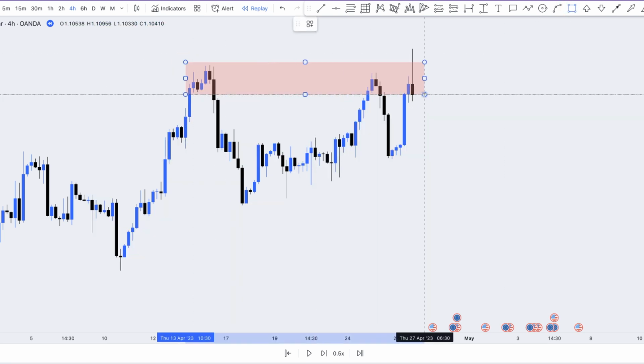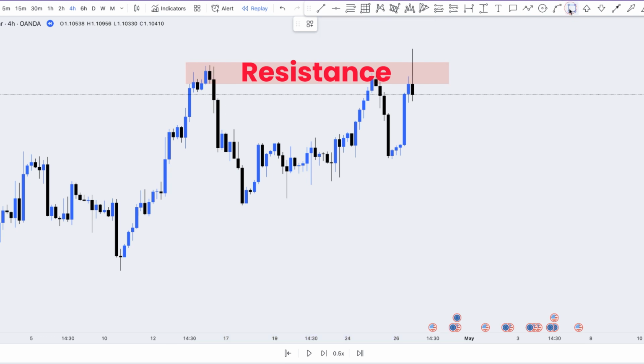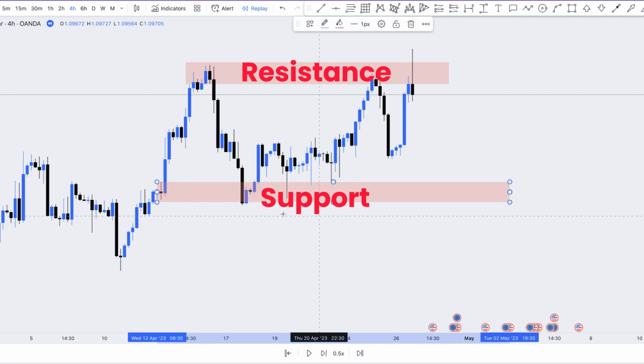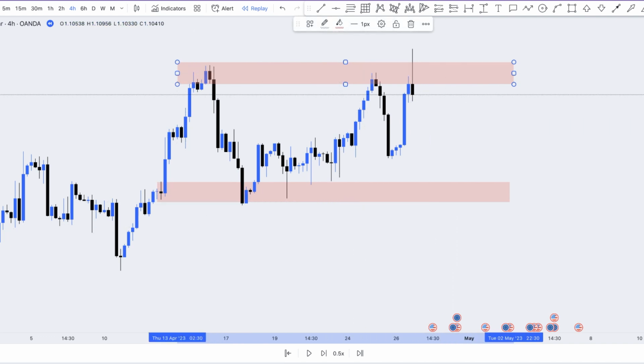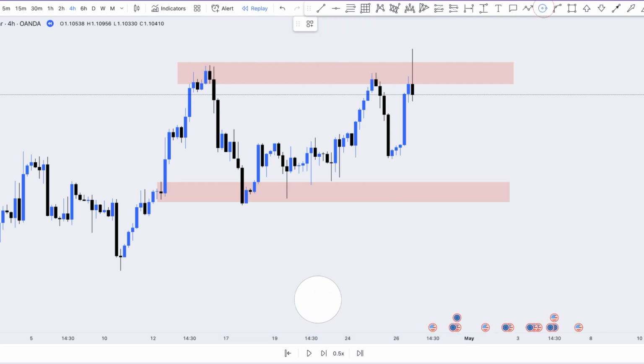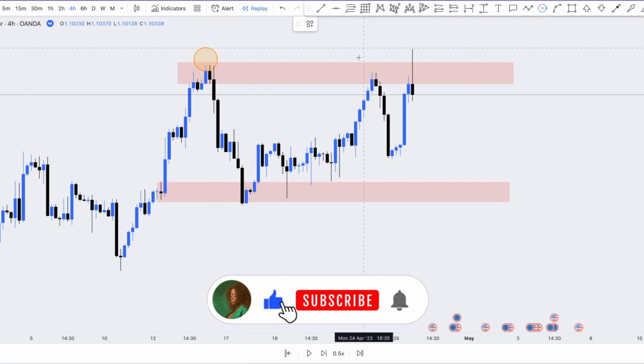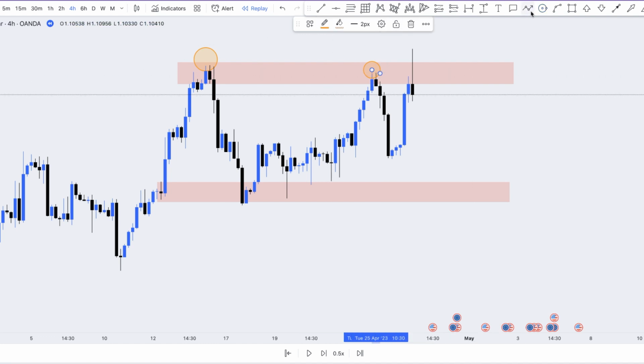Now I have my resistance level here, and I also have my support level here. Why am I considering this as my resistance level and this as my support level? It is because there are multiple rejections here. Price rejected the resistance level here, and that allowed price to move further down. There is another rejection here. There is also another rejection here. Now when we come to the downside too, we had a rejection here. We had another rejection here.